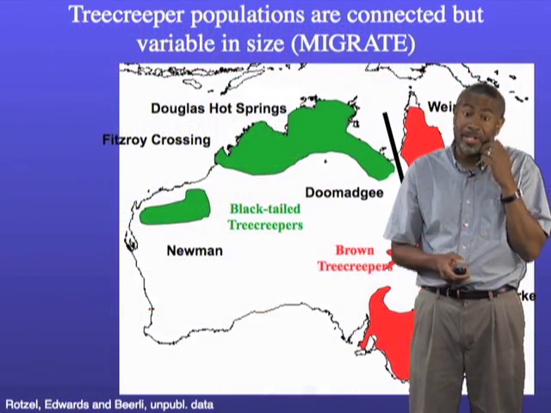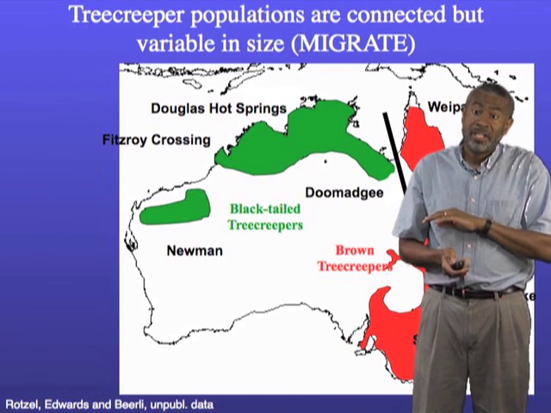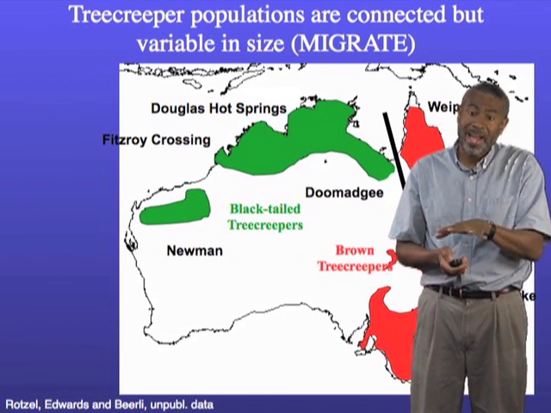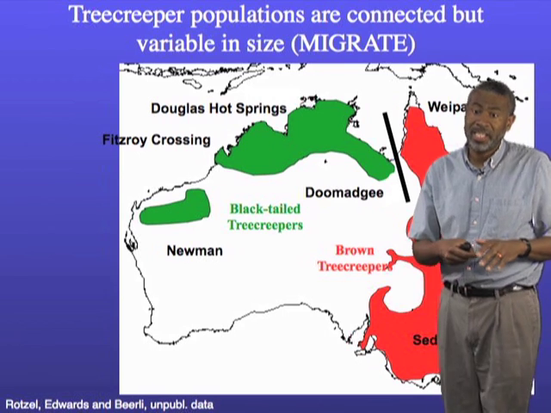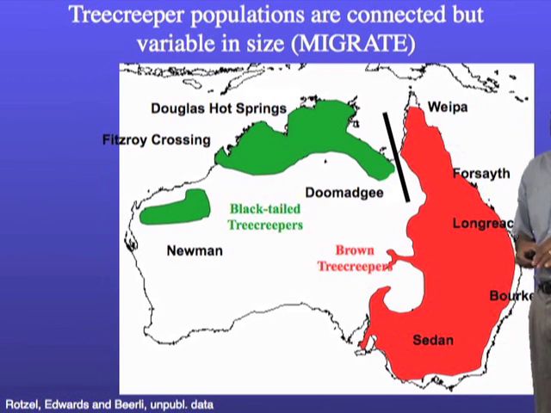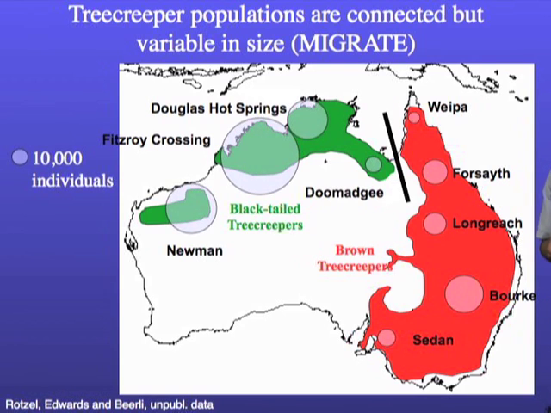So we're going to apply MIGRATE to our Treecreeper data. You can see the ranges here of the brown Treecreeper in the east and the black-tailed Treecreeper in the west. You can see we've sampled all over the continent. Now let's first look at the population sizes. Here are our estimates of theta, or genetic diversity, within each of these populations.